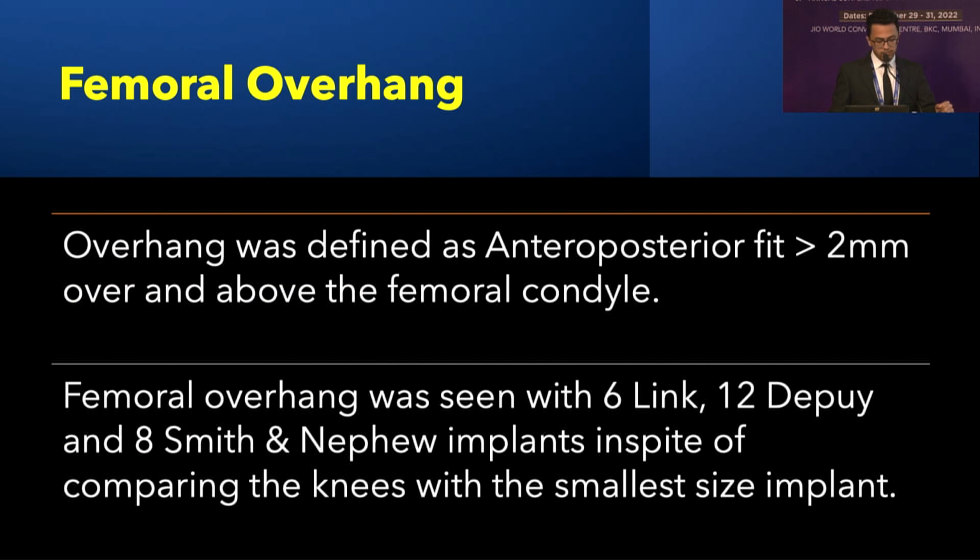We defined overhang as an anteroposterior fit of more than 2 mm over and above the femoral condyle, which is the generally accepted definition of overhang. In our study, we found that femoral overhang was seen in 6 Link implants, 12 Depuy, and 8 Smith & Nephew implants, in spite of comparing the knees with the smallest size of the femoral component available.